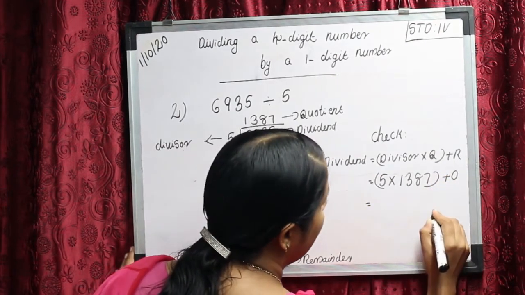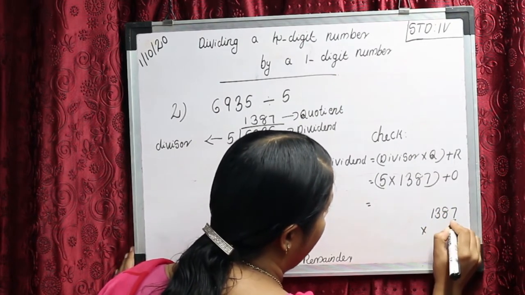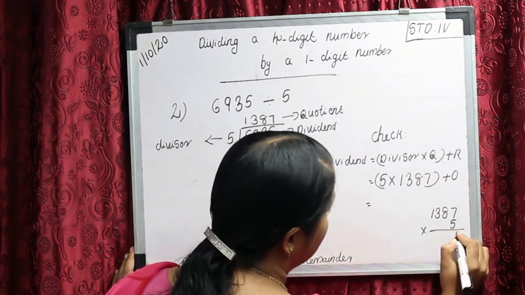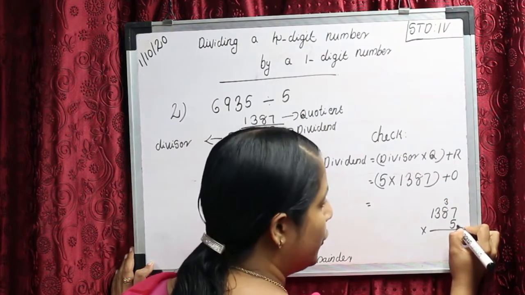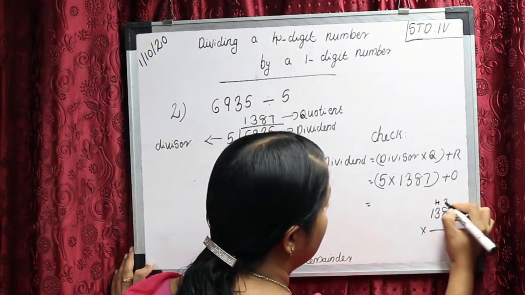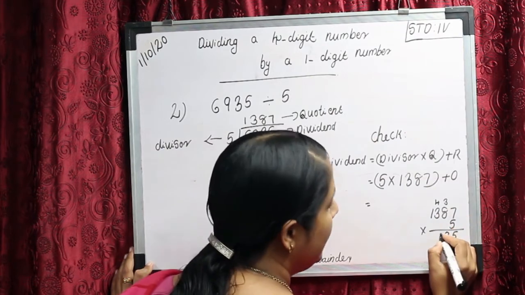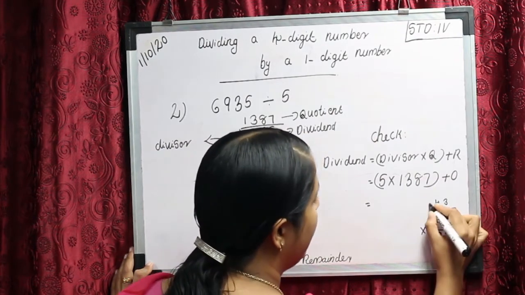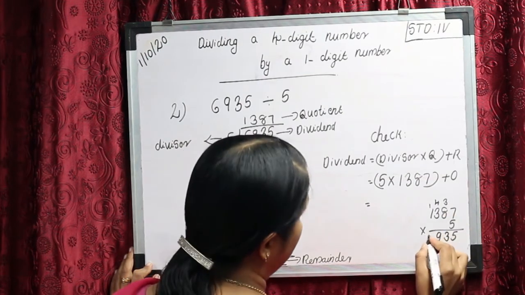Then we multiply 1387 multiplied by 5. 7 5s are 35, 5, 3 balance. 5 8s are 40, 40 plus 3 equals 43, 3, 4 balance. Then 5 3s are 15, 15 plus 4 equals 19, 9, 1 balance. Then 1 5s are 5, 5 plus 1 equals 6.